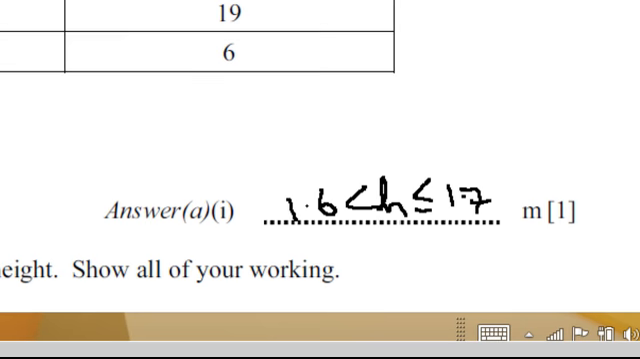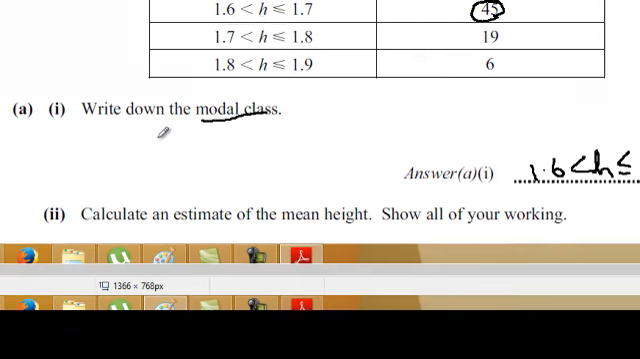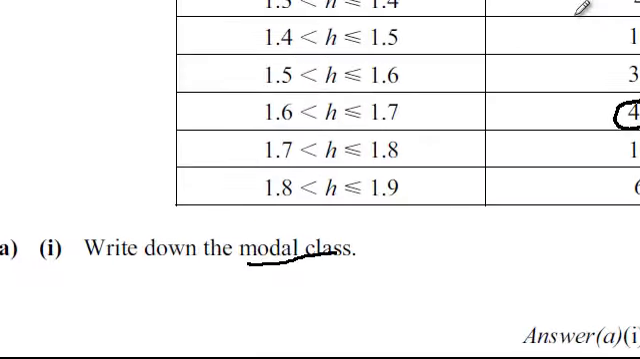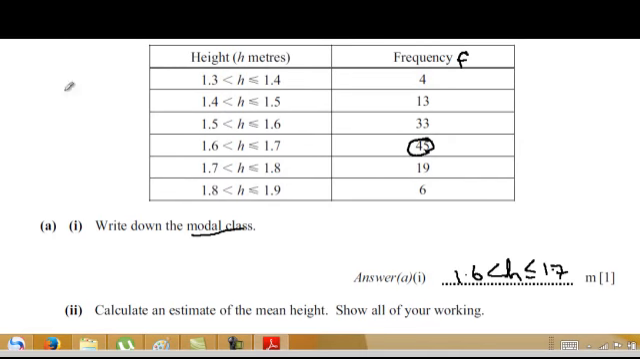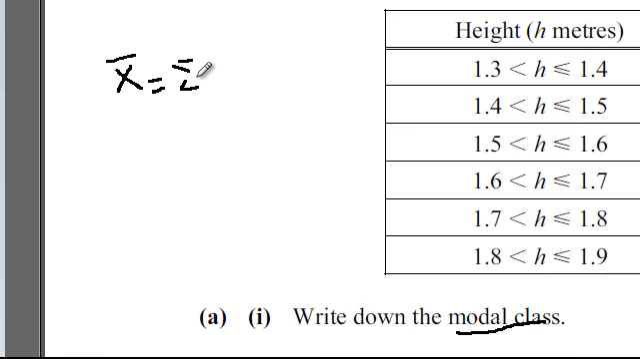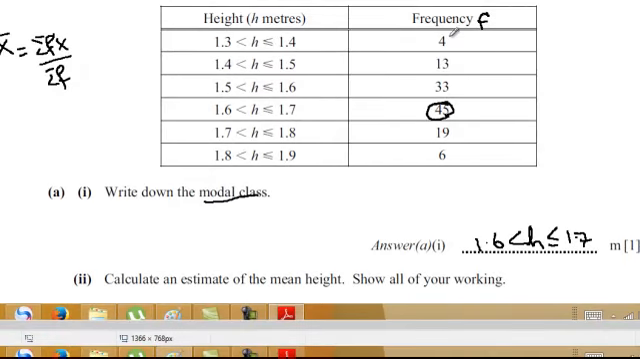Now for the second part, calculate an estimate of the mean height. Show all of your working. In order to find the mean height, we need a formula. We need to calculate f times x. The formula for the mean is summation f x upon summation f. Summation f means the sum of all frequencies. If we add 4 with 13, with 33, with 45, with 19, with 6, we add them all up, then we get summation f.